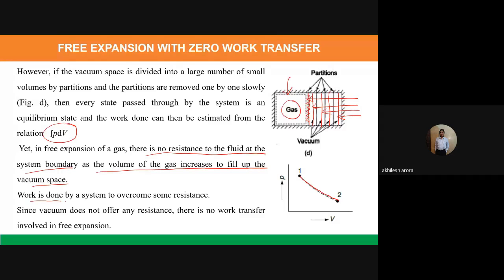Work done is by a system to overcome some resistance, which is because of the breaking of the partition. Since vacuum does not offer any resistance, there is no work transfer involved in free expansion. So basically, the title itself shows free expansion with zero work transfer. The only thing is you should understand that you won't be getting any work in this particular case. But you should know what a free expansion process is. So this was about the free expansion. Now I am moving to the next topic.